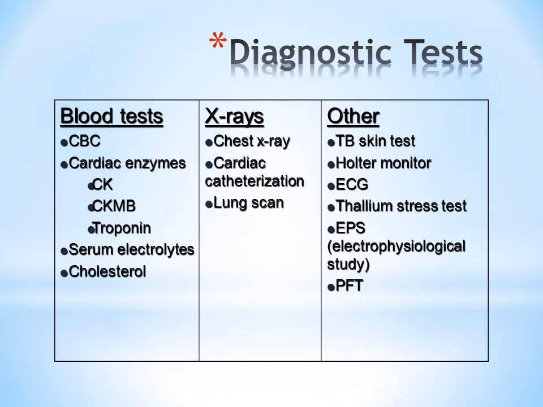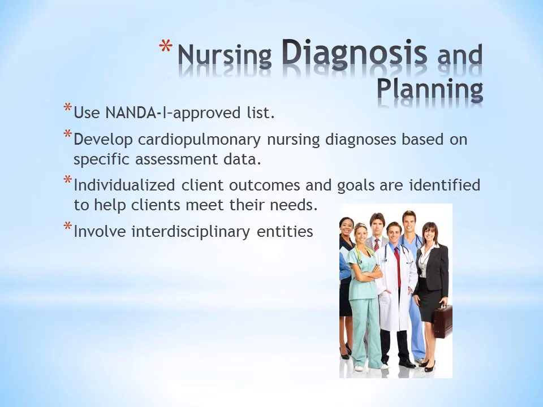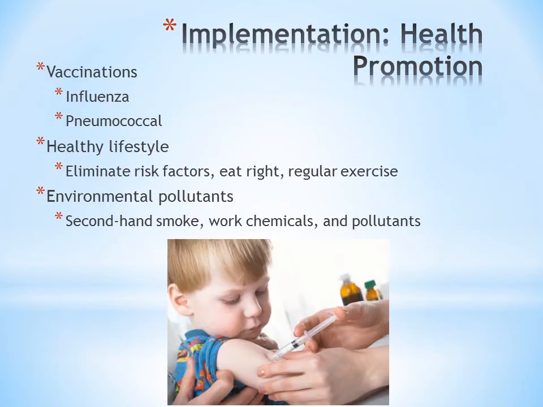These are some of the diagnostic tests that you may see with the respiratory and cardiopulmonary systems. And as usual with your nursing diagnosis and planning, make sure that you use the NANDA approved list and make sure that you individualize your planning for the client. Implementation. We need to look at health promotion. When we help promote health, then we decrease the incidence of illness and decrease healthcare costs, improve patient outcomes, etc.